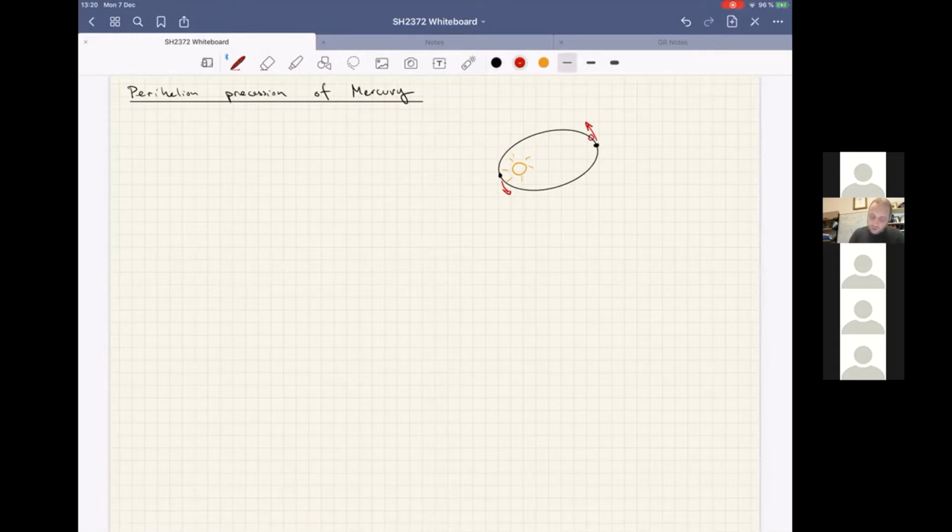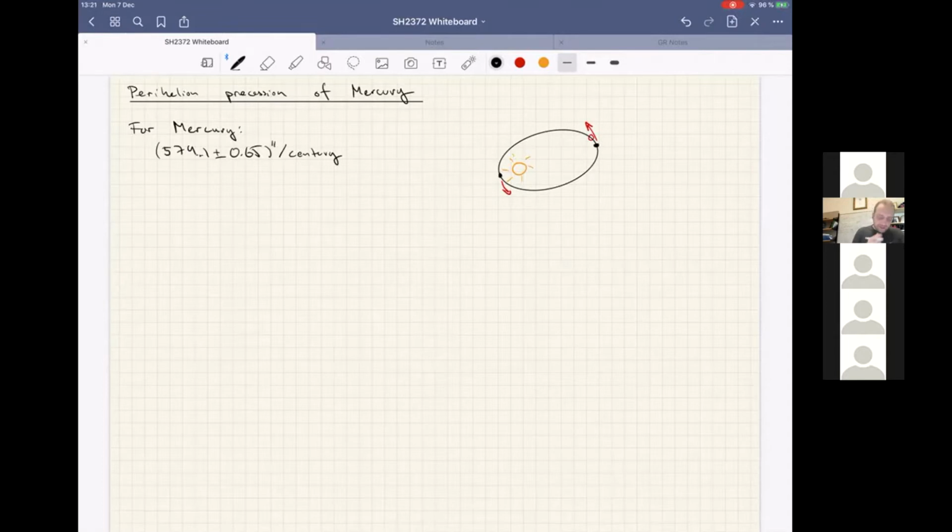So if you do this for Mercury, the closest planet to the sun, we have a precession which is around 574.1 plus minus 0.65 arc seconds per century. So, I mean, it's not much, but it's there.